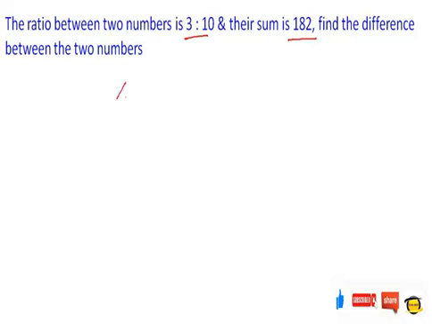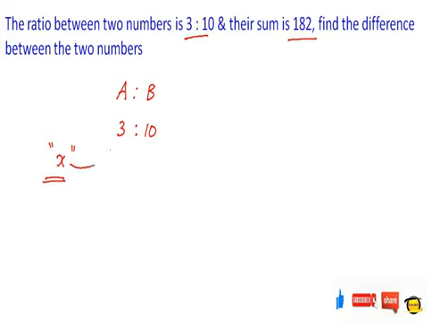So let's assume that the two original numbers are going to be A and B and the ratio is given as 3:10, right? Now in order to find out the original terms from the ratio, we always need to multiply a constant factor. So we'll assume that the constant factor here is x.